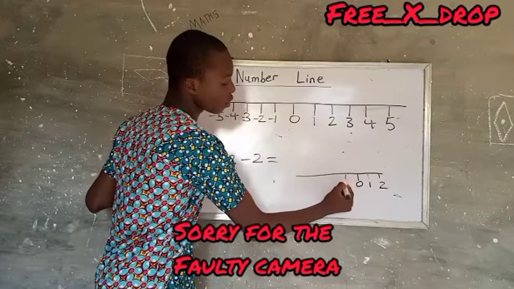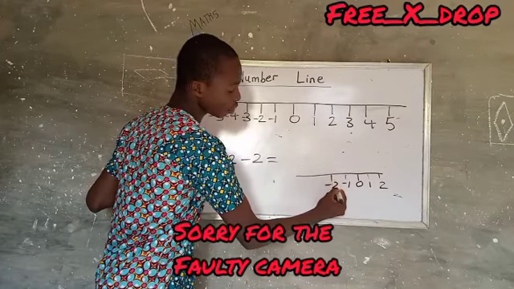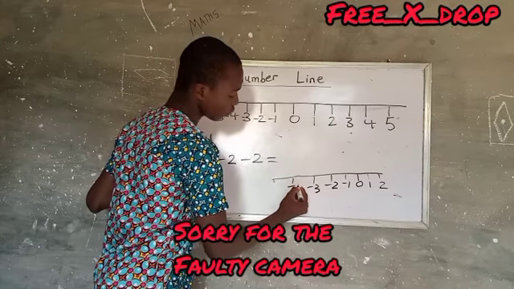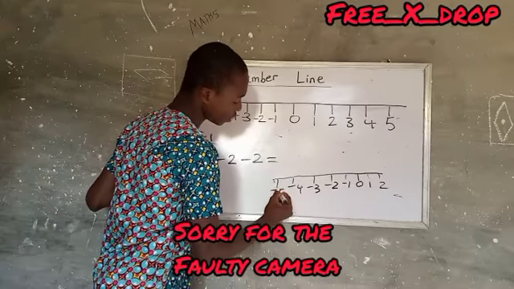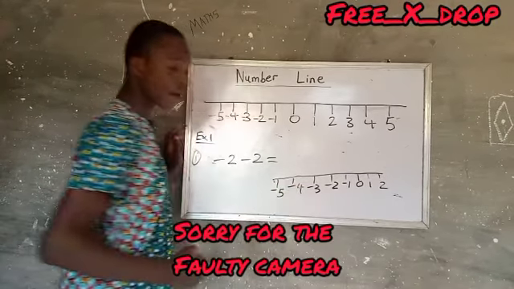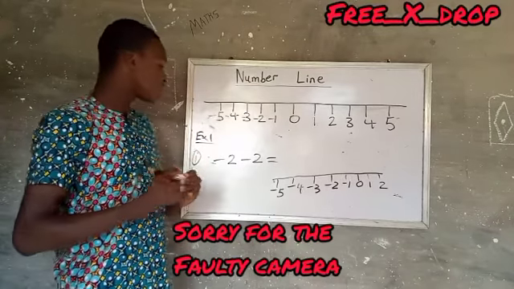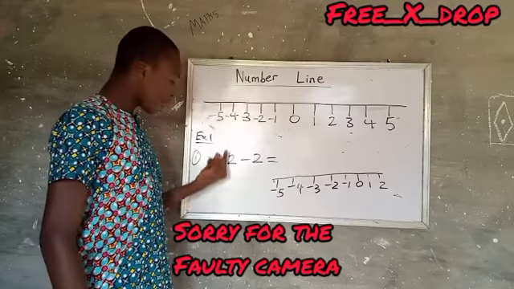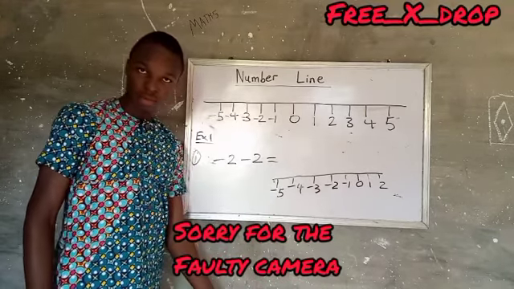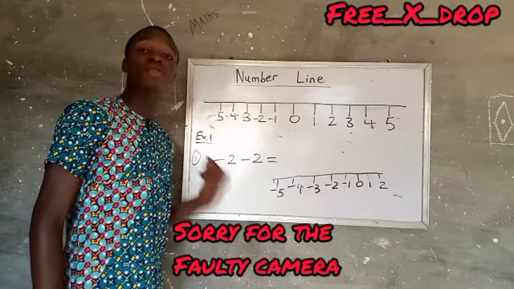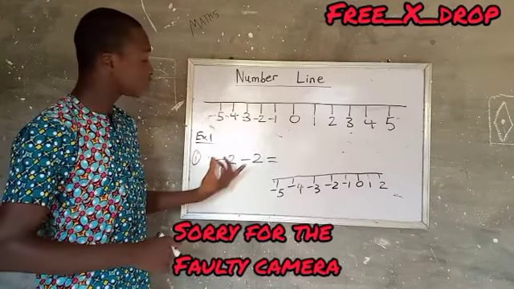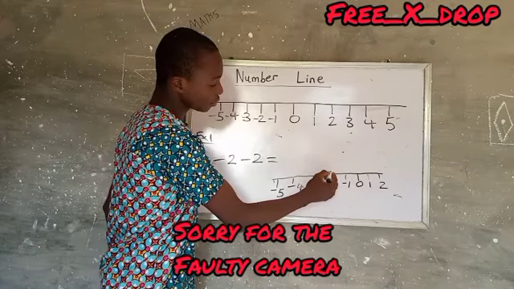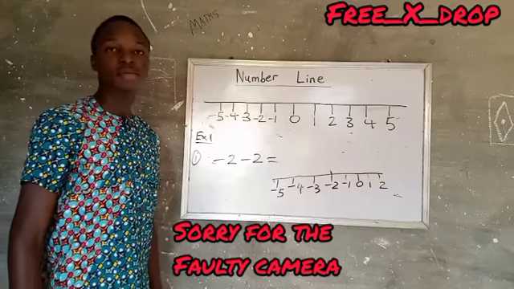So you have your -1, -2, -3, -4, -5. Okay, let's stop here. So now this is how you go with this question. They said -2 minus 2. -2 is minusing 2. It's not 2 minus 2. So this is the first thing you do: you look for your -2 and then you point it here. This is your -2.